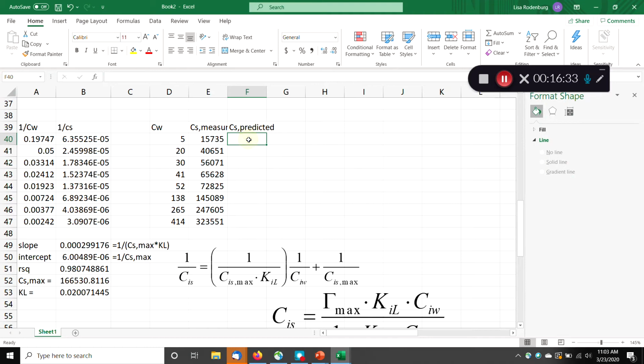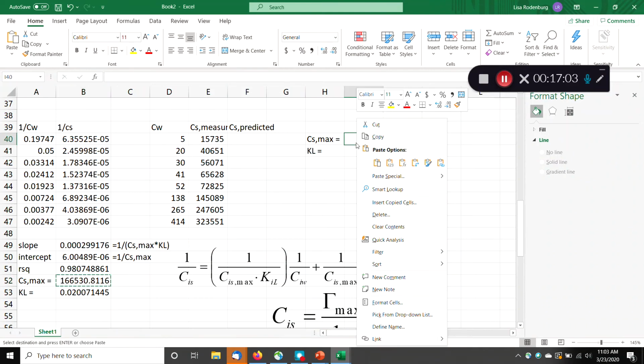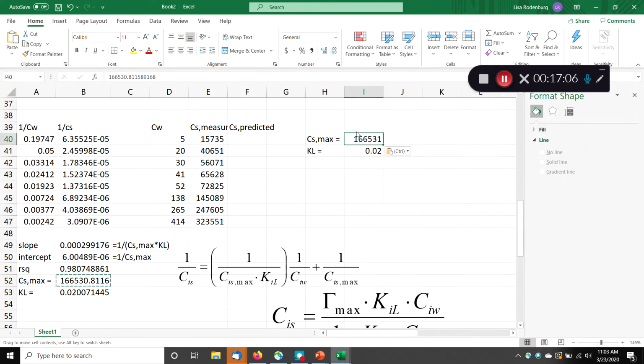Let's say that I predict this value based on some knowledge of CS max and KL, and I let these be my variables that float. And I will give them what I think are reasonable values. So we'll start with a KL of 0.02 because that's what we got down here. Sorry, that should be KL. And I'll start with a CS max of whatever this was. I'm going to paste just the value here, not the formula. Right? So if I click here, there's no formula. It's just a value. All right, so these are just starting guesses, okay?